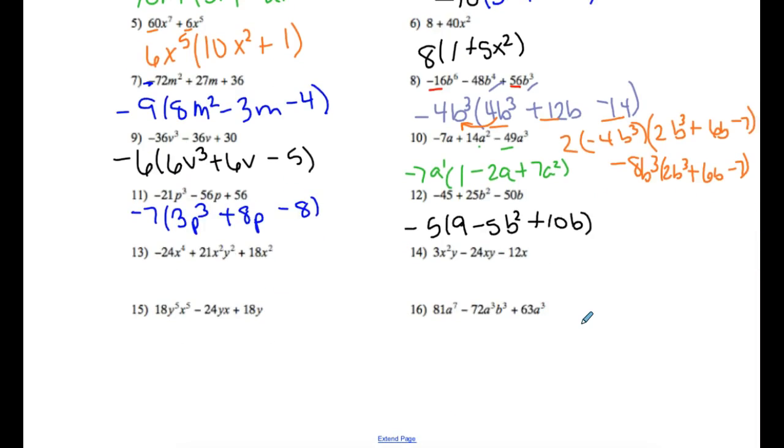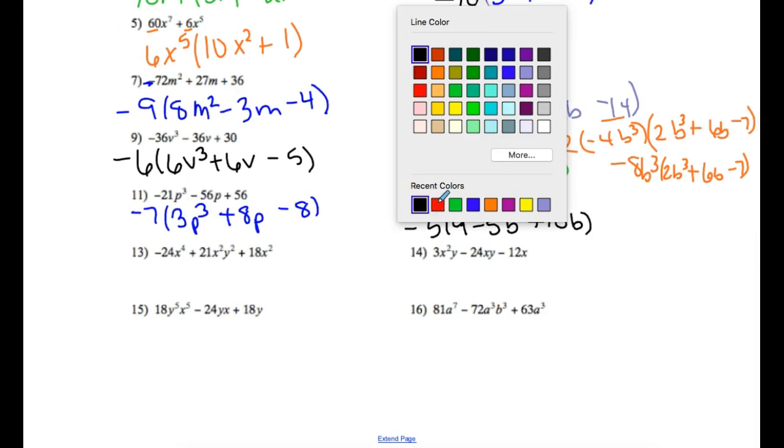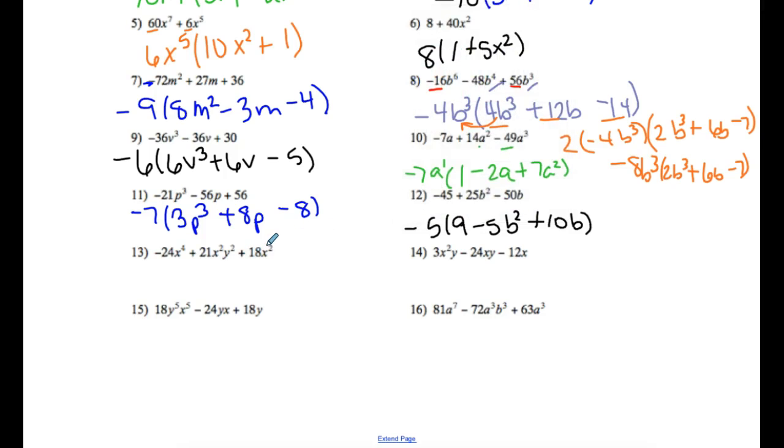Okay, so we have a few more examples. Number 13. What's happening here is that I now have 2 letters to work with. So we're going to boil this down to the same steps we have been doing. We're going to find the numbers that they all have in common. So 24, 21, and 18. I know this is 8 times 3, and 7 times 3, and 6 times 3. So I have a 3 in all of them, and I'm going to take out the negative.